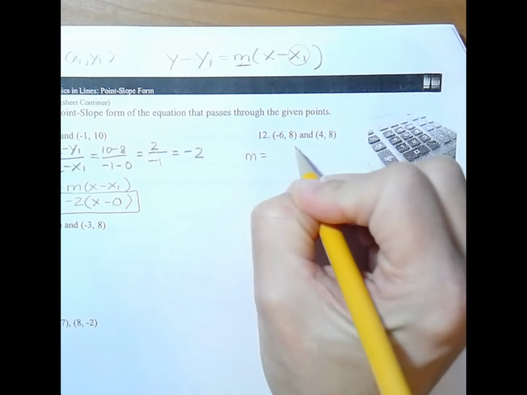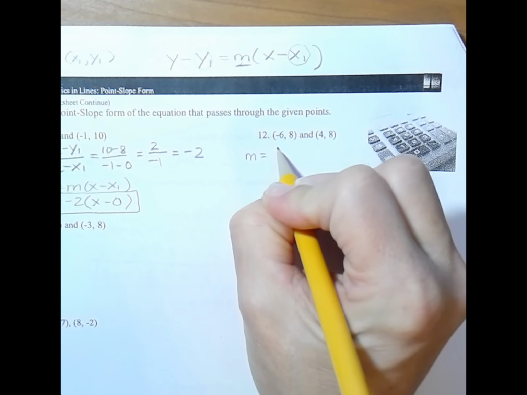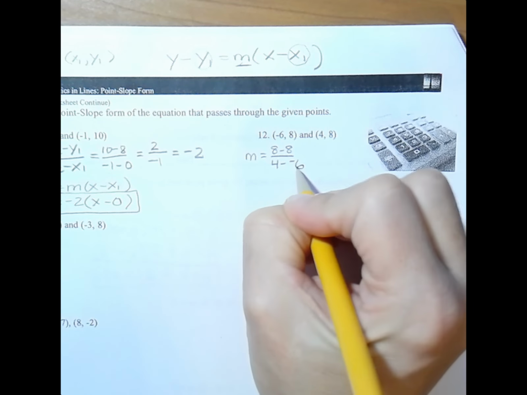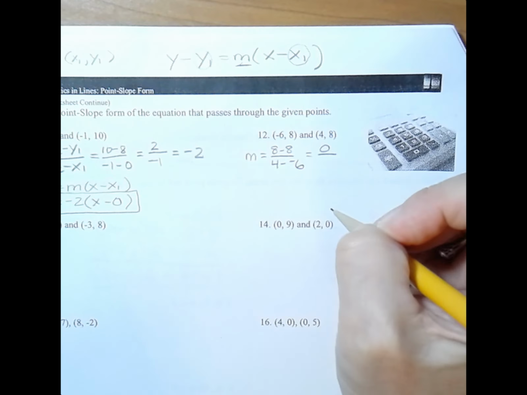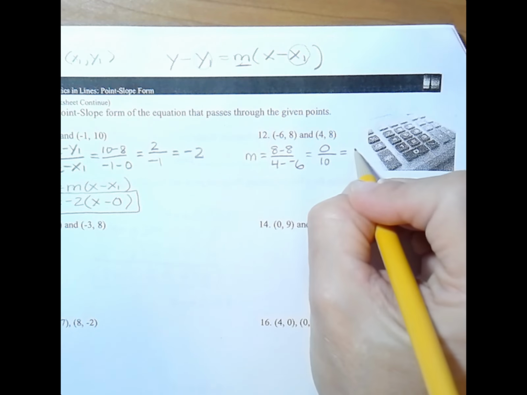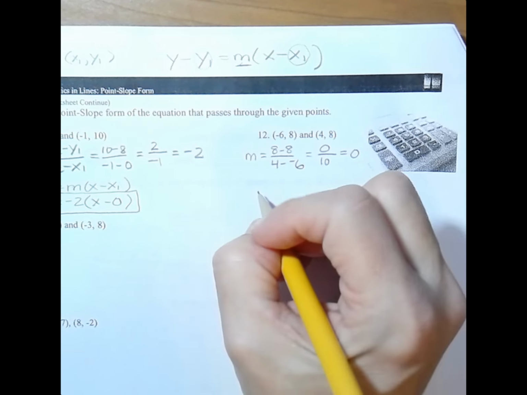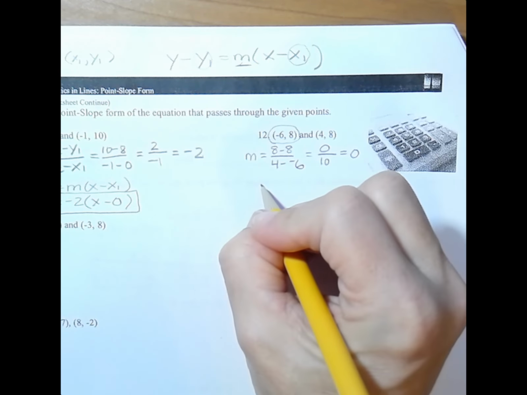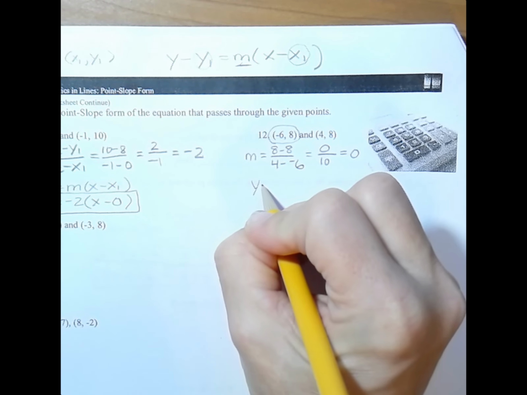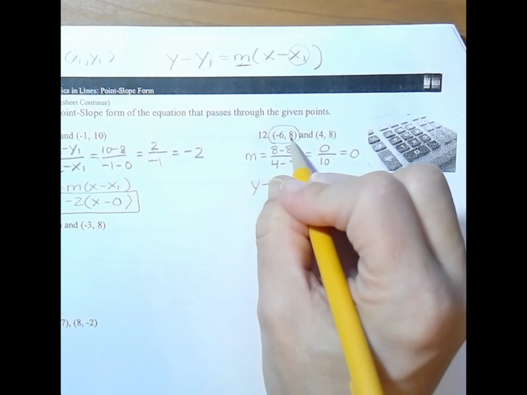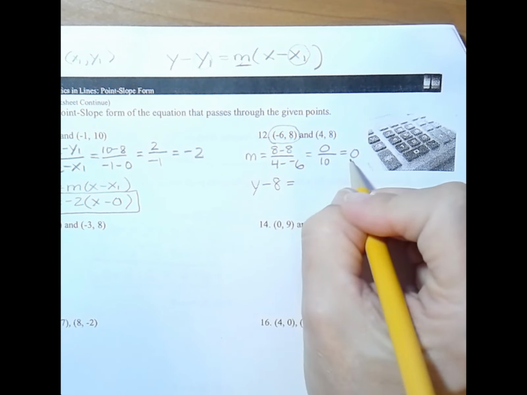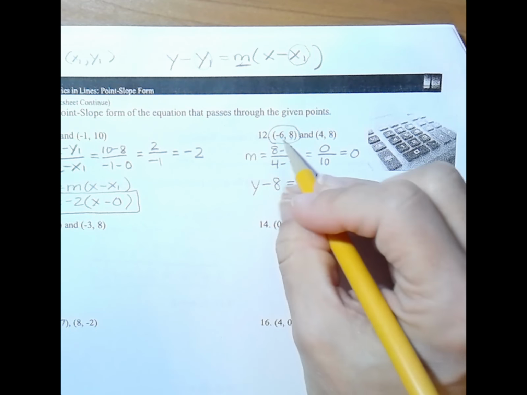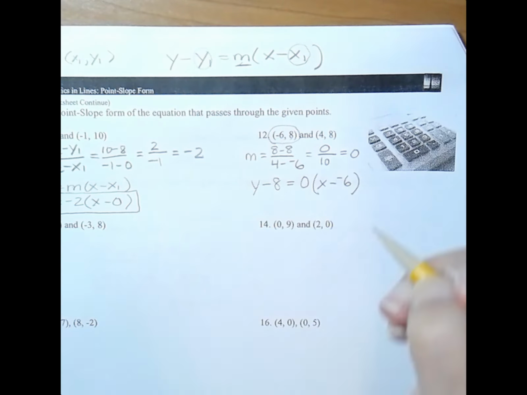We need to know the slope, so we can use our slope formula here. 8 minus 8 over 4 minus negative 6 would give us 0 over 10, which is just 0. All right, and then again, pick any point. Let's take this point to plug into your point slope form. Y minus my y coordinate, which is 8, equals m, which in this case is 0, x minus my x coordinate, negative 6.